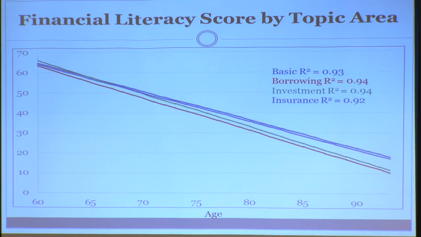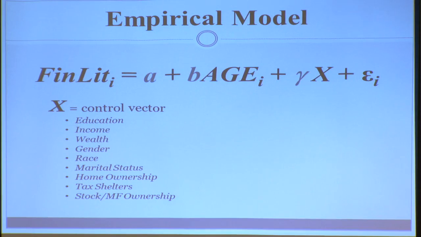So we also did this by topic area. And I think that this result is equally as important. And what we find is that the R squared within individual topic areas is almost identical. It ranges between 0.92 and 0.94. So it doesn't really matter what type of financial literacy question you're asking, you still see this same very linear decline in average financial literacy by age. Okay, so that's just a univariate model.